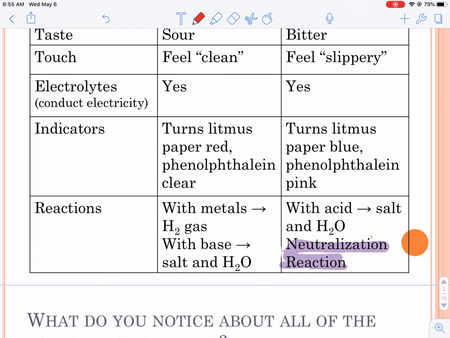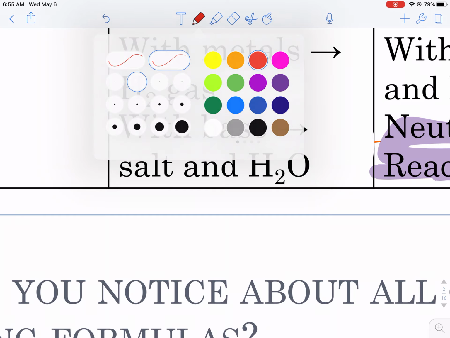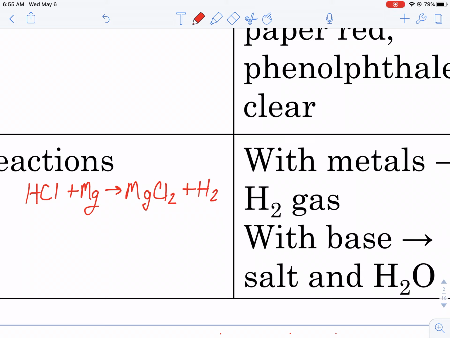Okay? An example of an acid with a metal would be, if I have HCl, and I add magnesium, I'm going to get magnesium chloride and hydrogen gas. Whereas in a neutralization reaction, if I take that same hydrochloric acid and I add it to sodium hydroxide, I'm going to get NaCl and H2O.